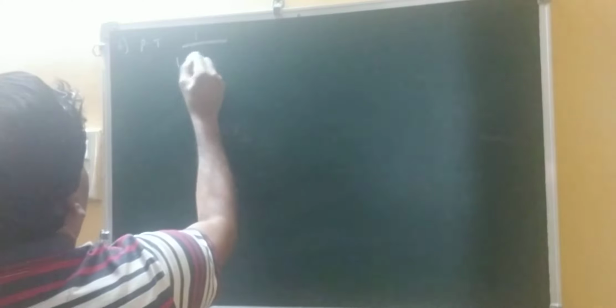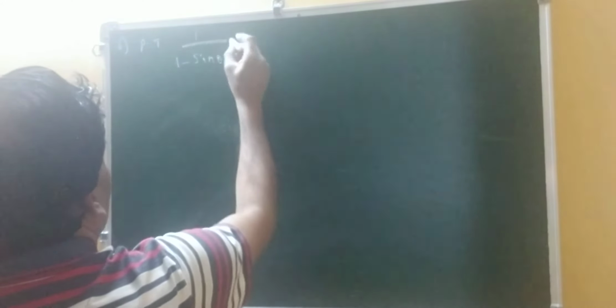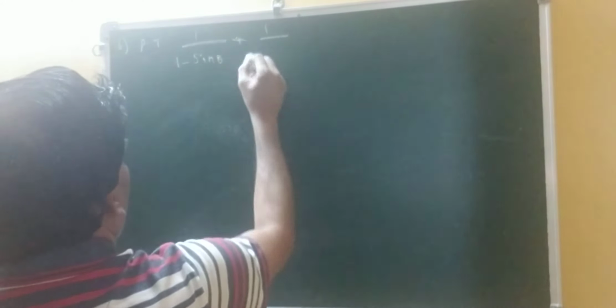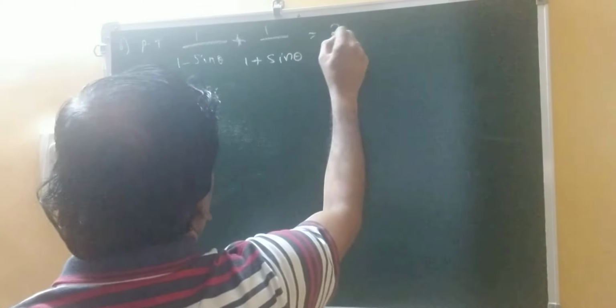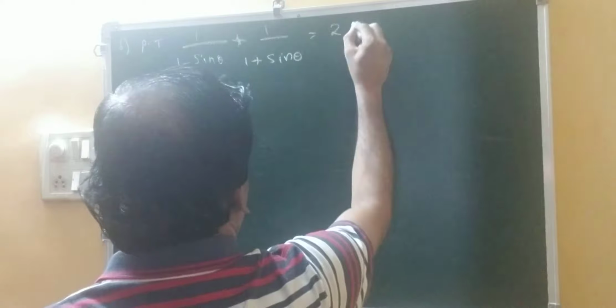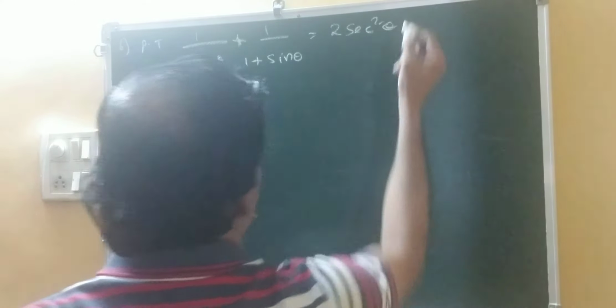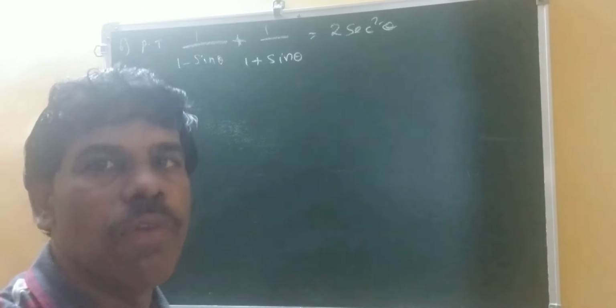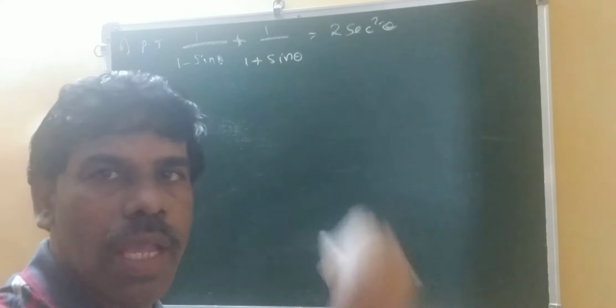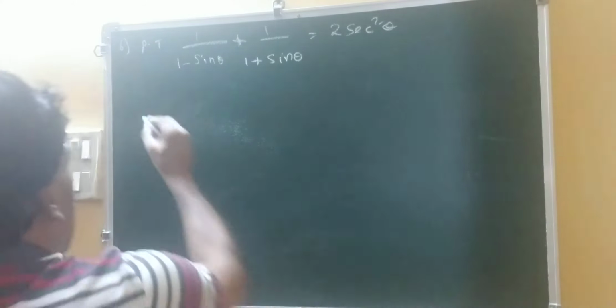Sixth sum. Prove that 1 upon 1 minus sin theta plus 1 upon 1 plus sin theta equal to 2 sec square theta. Here nothing to worry. This is also very simple. What you have to do? We take left hand side, simplify, you will definitely get the right hand side. So proof.